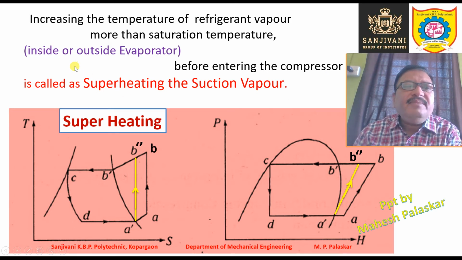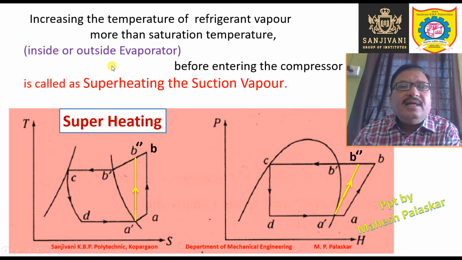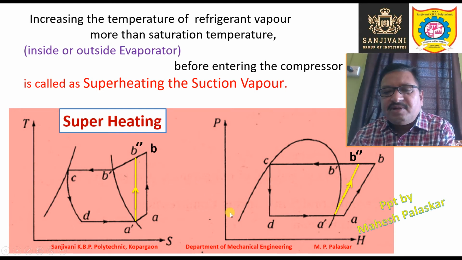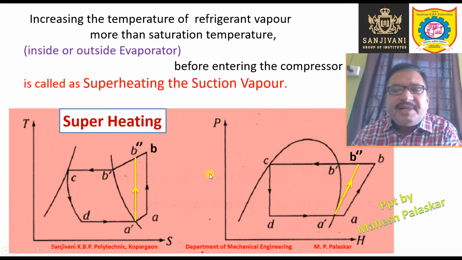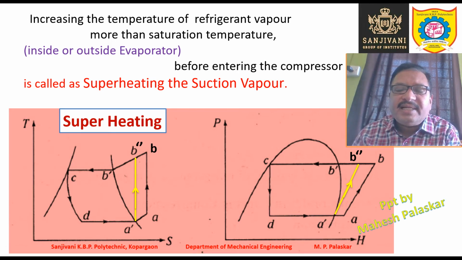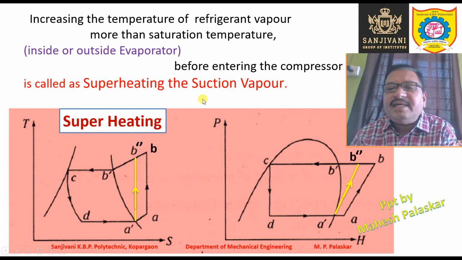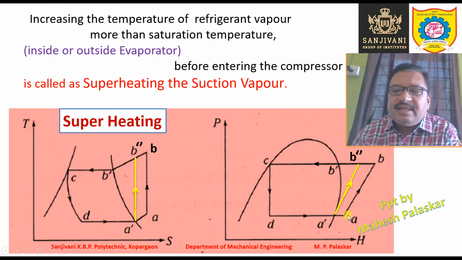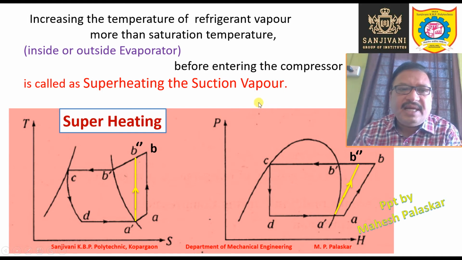So this superheating may be done inside or outside the evaporator. When superheating is done inside the evaporator, that is useful superheating, because that will increase the refrigerating effect. But sometimes the superheating takes place outside the evaporator in the suction line. If the suction line is not properly insulated, then the refrigerant may absorb heat from the environment, and this may lead to superheating. But that is useless superheating, because that will not increase the refrigerating effect, right? So this is what is called superheating.